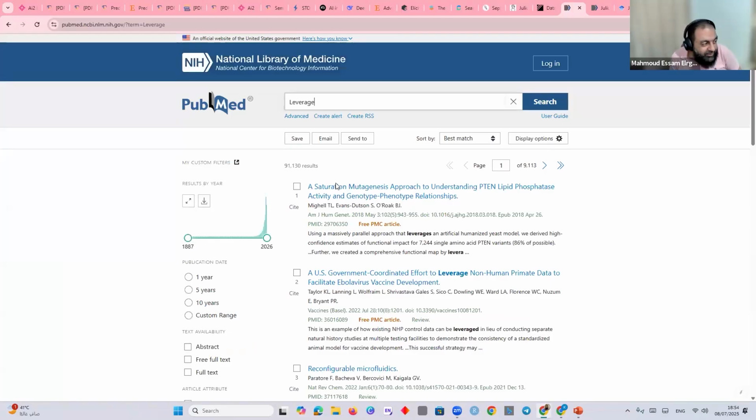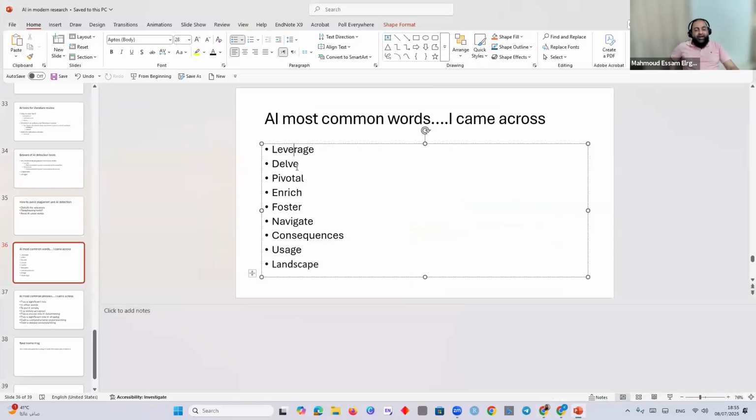Check the years here. Can you see the years? Nobody was using leverage until around 2021 when ChatGPT started, and then all of a sudden, everybody in the whole world is using leverage. So why is this? Because it's an AI-generated word that nobody used before, and now everybody is using it. You can see here when everybody started using the word leverage. I came across most of these words myself, and I don't even know some of these words. When you use ChatGPT more, you will know these words.